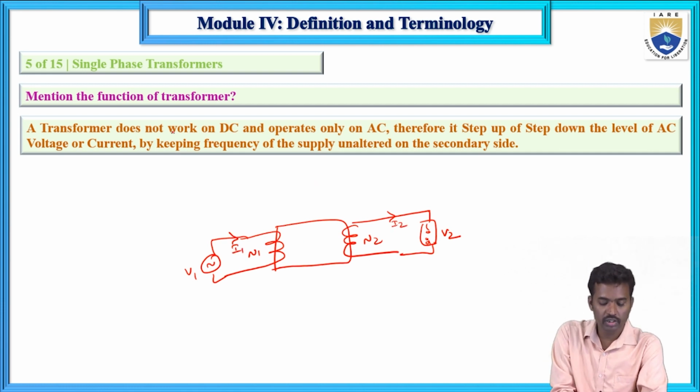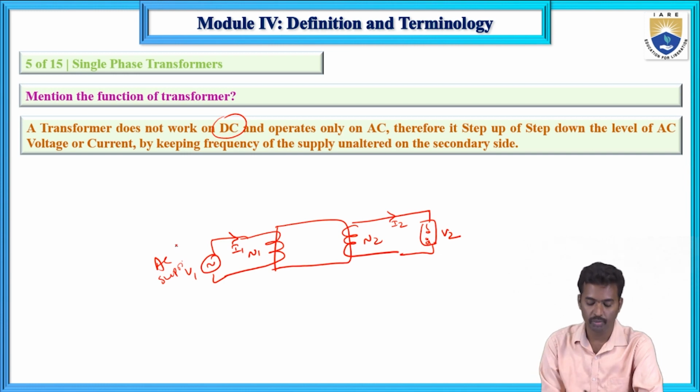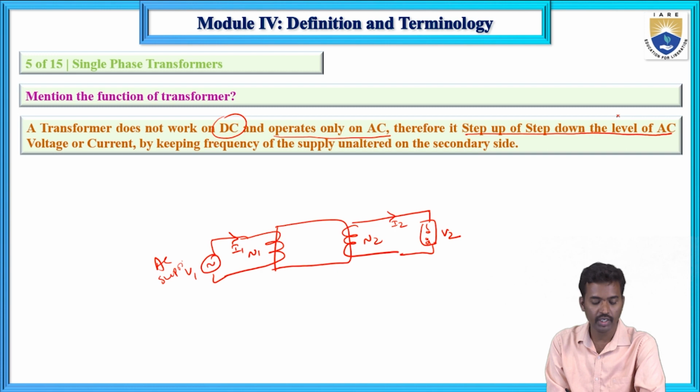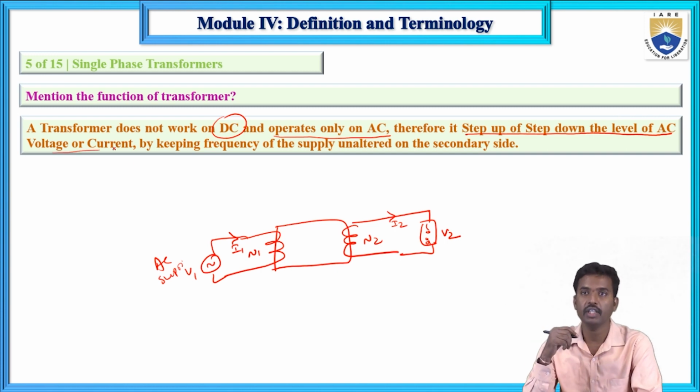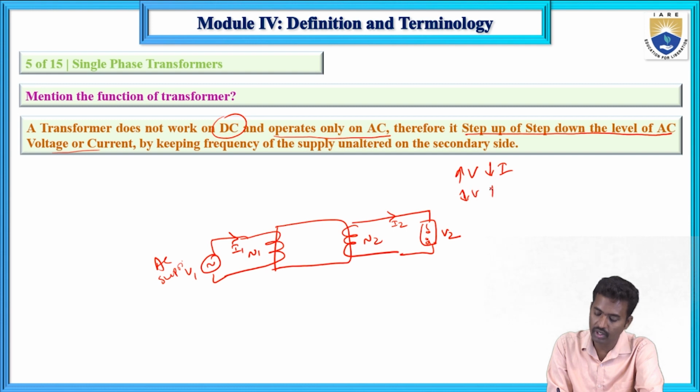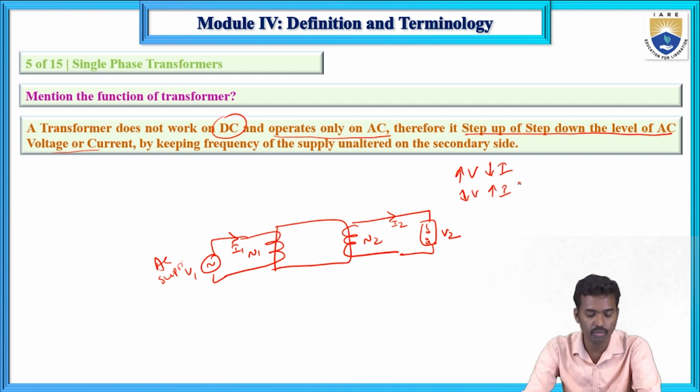Now here, a transformer does not work on DC supply. It works only on AC supply. If you give DC supply, the transformer primary winding will burn. So it operates only on AC. Therefore, we can step up and step down the level of AC voltage or current. We can increase the voltage level or decrease the current level, or decrease the voltage level or increase the current, step up or step down, while keeping the frequency of supply constant.